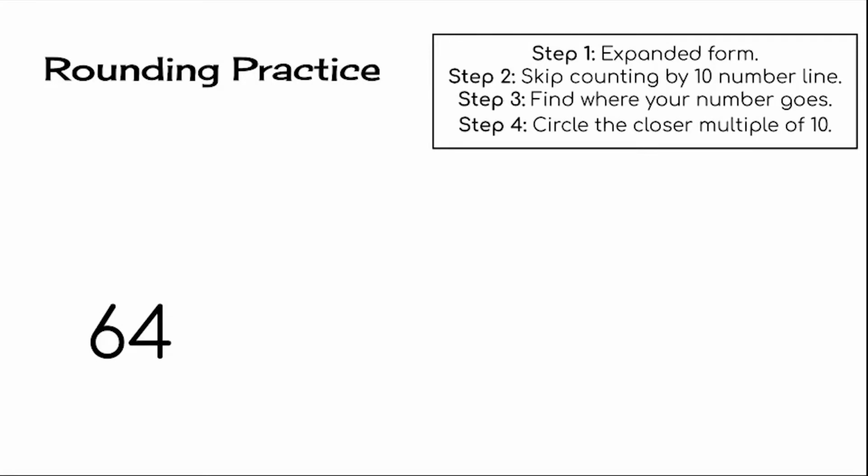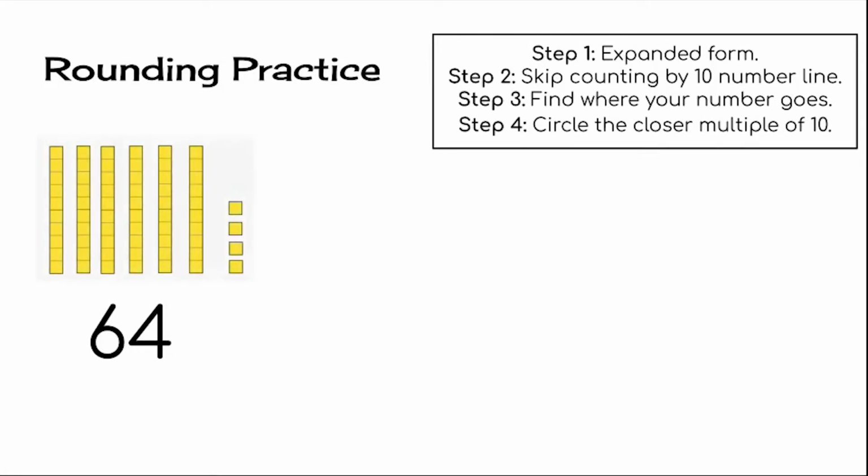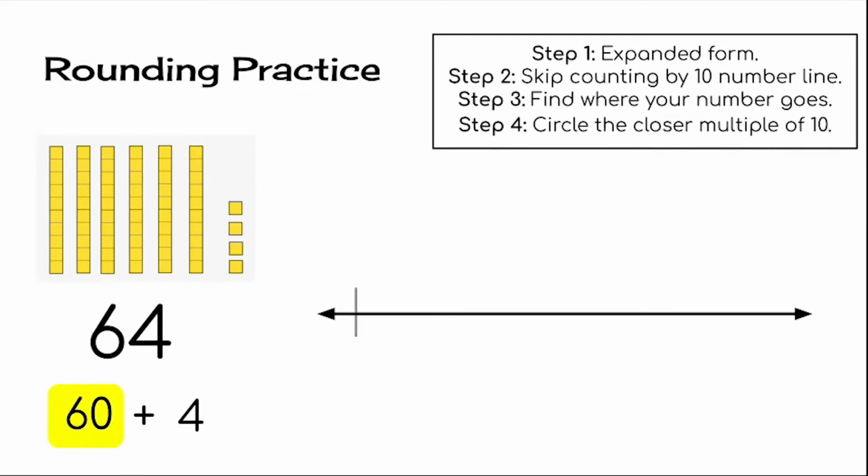Here we go, 64. My expanded form of 64 is? Good job, 60 plus 4. On my number line, I'm going to start with 60. And what's the next number going to be? 40, 50, 60. Yep, you got it, it's 70. I'm going to mark the halfway point of 65. 64 is a little bit less than 65, so I'm going to put my X here.